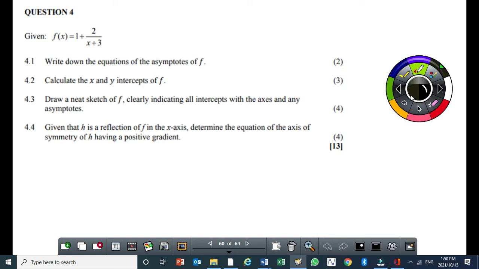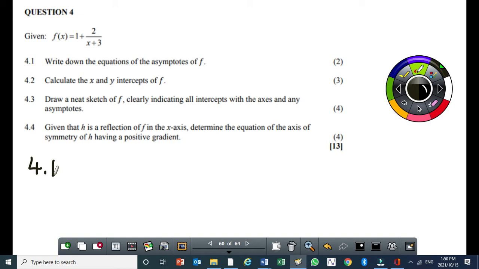Says write down the equations. Write down the equations of the asymptotes of f. Right? So 4.1, the equations of the asymptotes, there are two. There is a vertical asymptote which starts with x. There is a horizontal asymptote which starts with y.